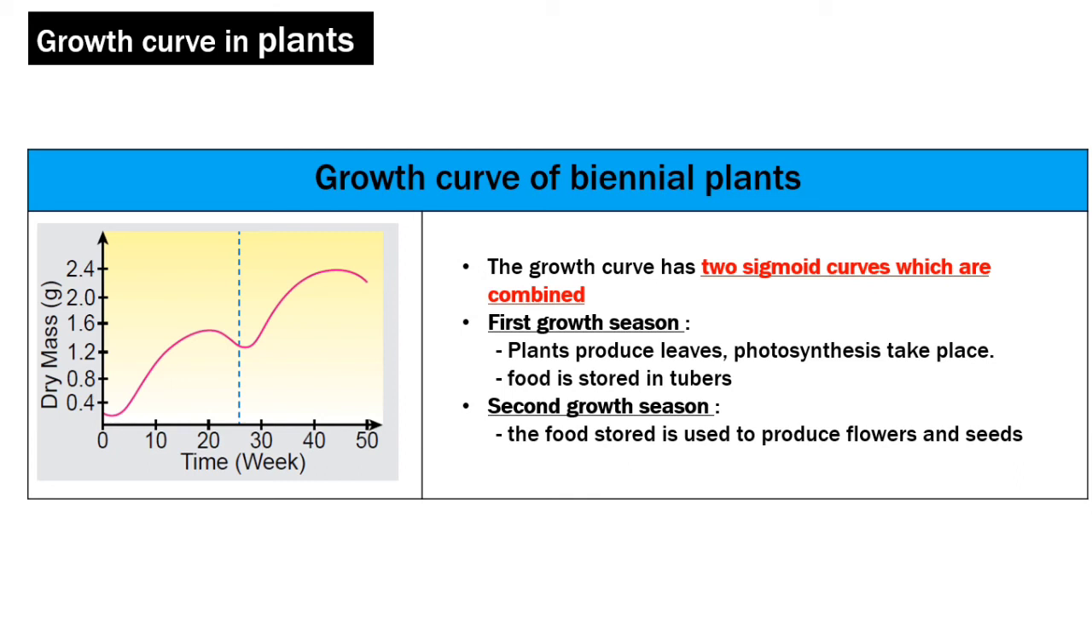Because the biennial plant refers to the plant that takes 2 years, or 2 seasons of growth, to complete their life cycle.